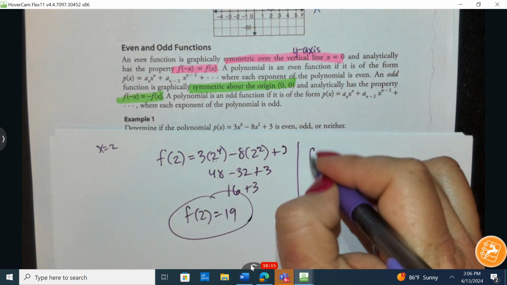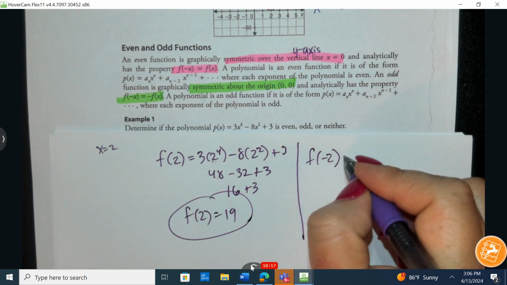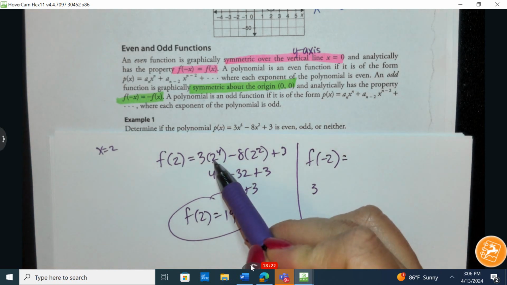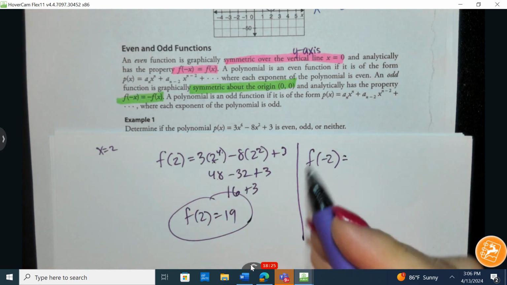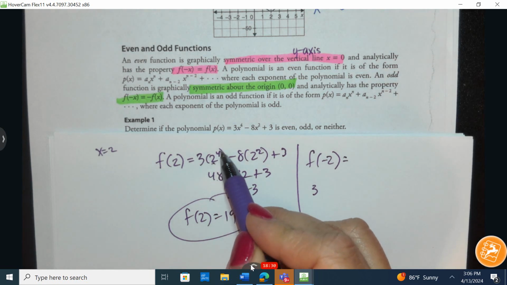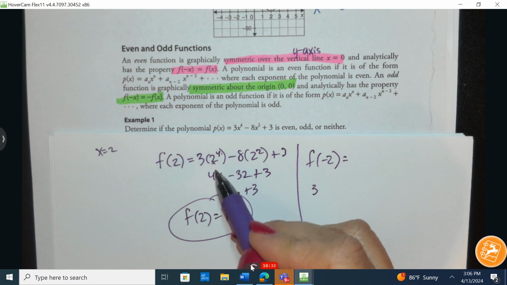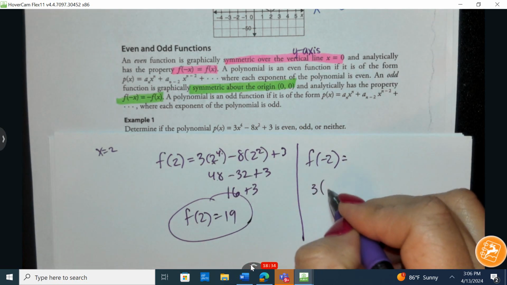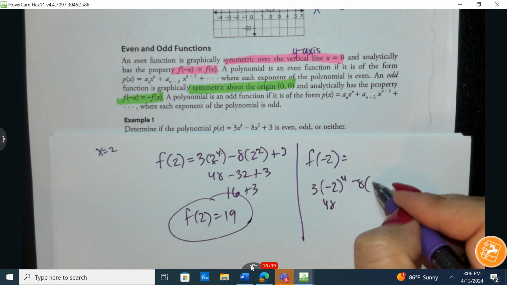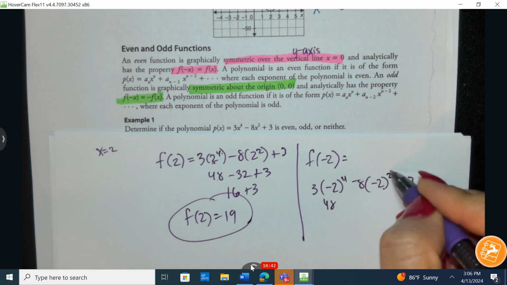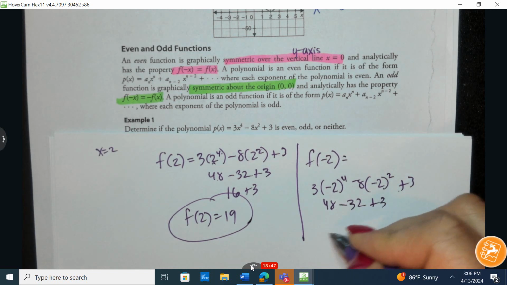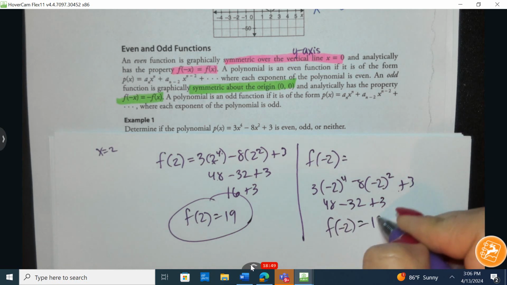Now I'm going to try f of negative 2. Okay, so I'm going to be lazy right now. I know that if I take negative 2 and I take it to the 4th, I'm still going to get a 16. Whether it's negative 2 or positive 2, when you raise it to an even exponent, you get the same answer. So this is still going to be negative 2 to the 4th. It's still going to be 48. Same thing here. I have negative 8 times negative 2 squared. And this is still going to be 4. 4 times negative 8 is negative 32. I'm going to end up with the same answer. So f of negative 2 is still going to be 19.